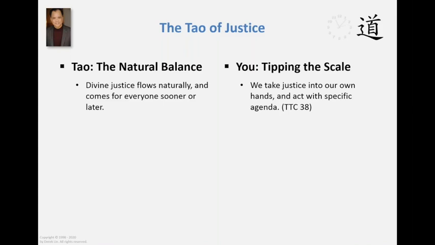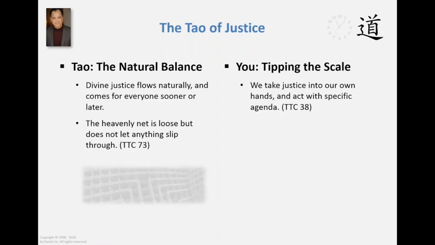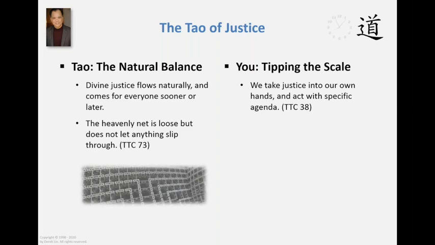Okay, so in the Dao De Jing, it describes divine justice as the heavenly net. It uses the metaphor of a net that catches everything to describe divine justice. And you'll see that in Dao De Jing 73, chapter 73. What it says is that the heavenly net is loose, but does not let anything slip through. It's a net. The heavenly net is something that we cannot see, but it does not let anything slip through.